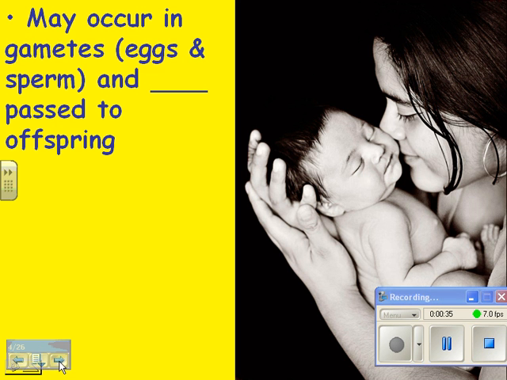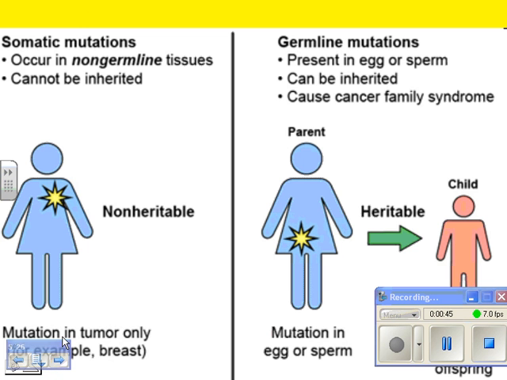However, a mutation can also occur in gametes, the eggs and the sperm, the germ cells, and these are passed on to offspring. So that will affect the next generation. To summarize that part, somatic mutations occur in non-germline tissues, and they cannot be inherited. Might happen for breast cancer, for example. Germline mutations happen in the ovaries and the testes, and they're present in the egg and the sperm, and that can be inherited.